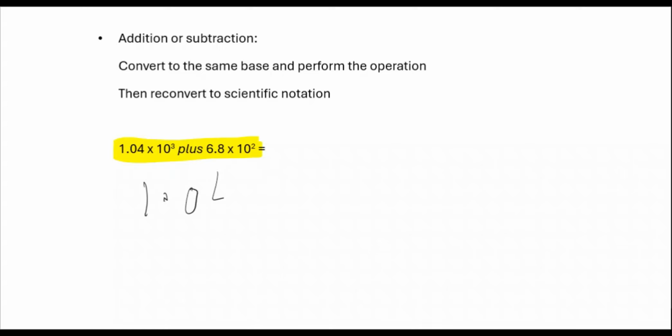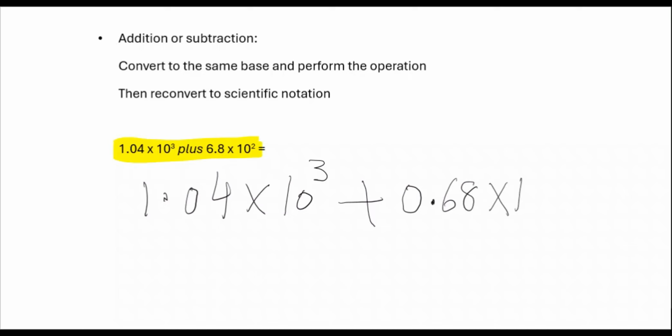1.04 times 10 power 3 plus 6.8. If I move the decimal one digit to the left, it becomes 0.68 times 10. Now the power became 3. Okay? But remember, do not change the exponent 3 to 2. Bring it to the larger side, 10 to the power 3. Now add these two numbers.